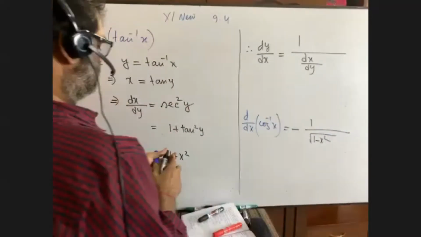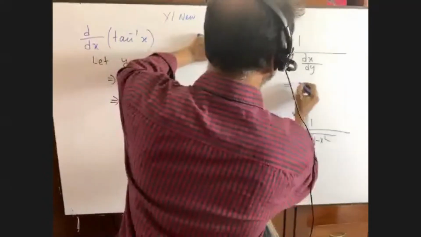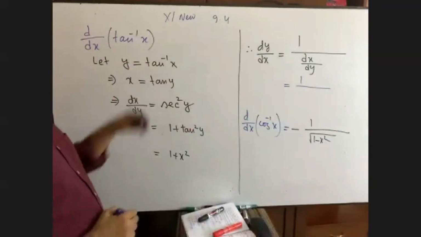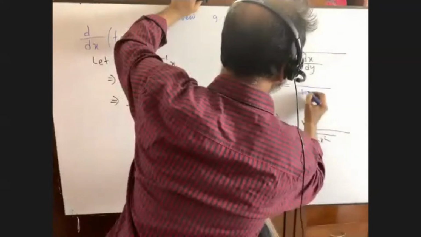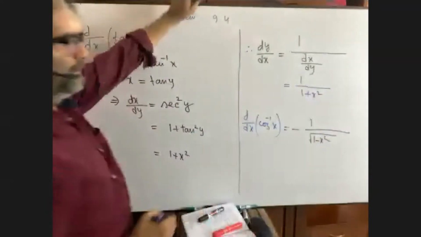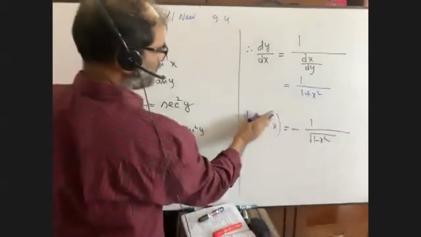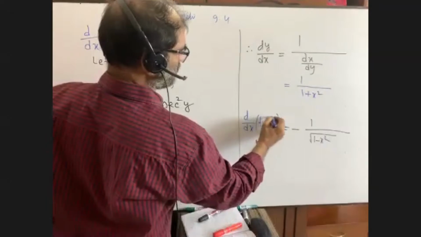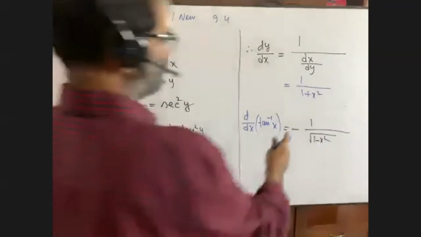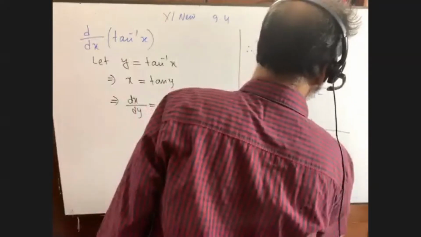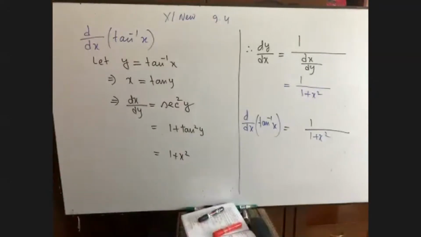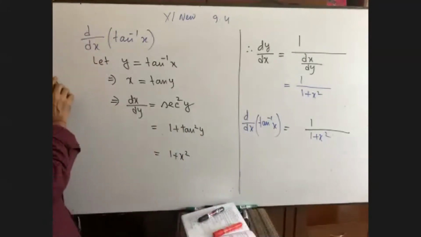Now you put the value here. 1 by dx by dy. What is the value of dx by dy? 1 plus x square. Write down here 1 plus x square. Right? So we can write here d by dx tan inverse x is equal to 1 by 1 plus x square. Is it okay to all? Yes, sir. Another formula. Okay, copy it.